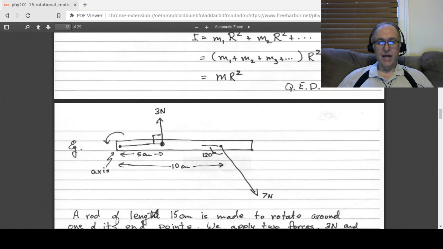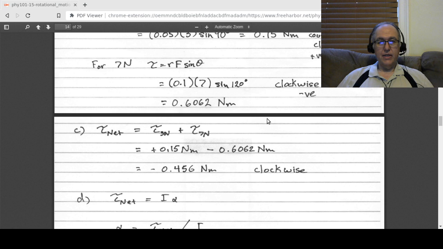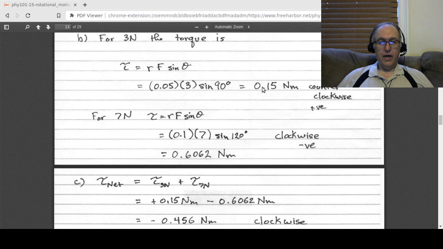And let's see if we can convince ourselves of that. So over here the axis is right here. The rod is tied down there. We press down here. Even though this is at kind of an angle like that, it still has a perpendicular component which is down, which will cause the rod to start turning down here like that, and then around and up on the other side and around like that. And that's a clockwise sense. And so that torque is clockwise, and clockwise is negative. Okay. So there we go. There are the two torques. The 3 Newton gives you 0.15 Newton meters counterclockwise, and the 7 gives you 0.6062 Newton meters clockwise.